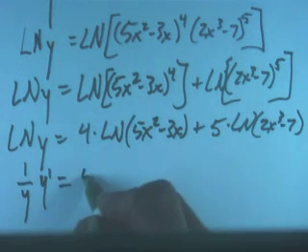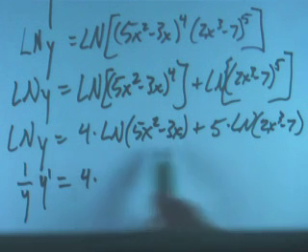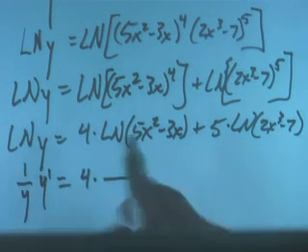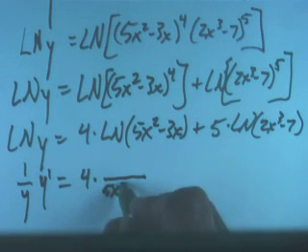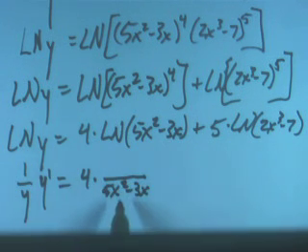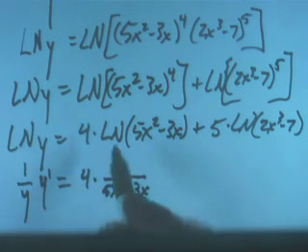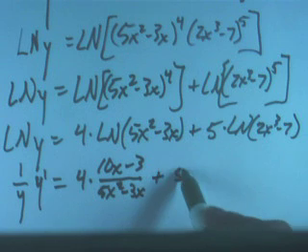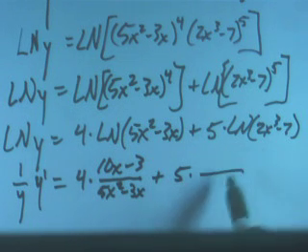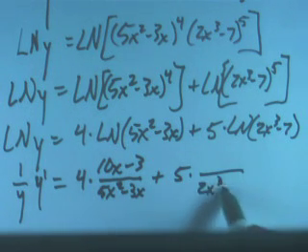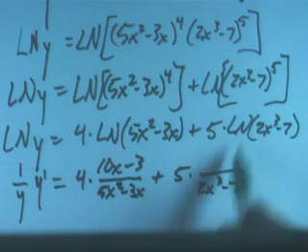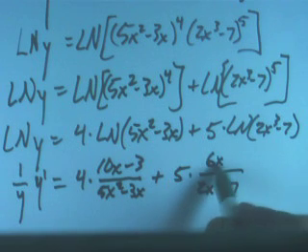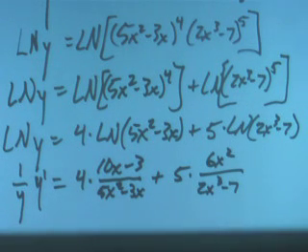Here, we're going to have 4 times, we're differentiating this, so remember the rule for the natural log function: you just write down the argument in the denominator, then you take the derivative of this denominator and put it in the numerator, so 10x minus 3 plus 5 times, write a ratio, 2x cubed minus 7, the argument of the natural log goes in the denominator, and then the derivative of this, 3 times 2 is 6x squared in the numerator.